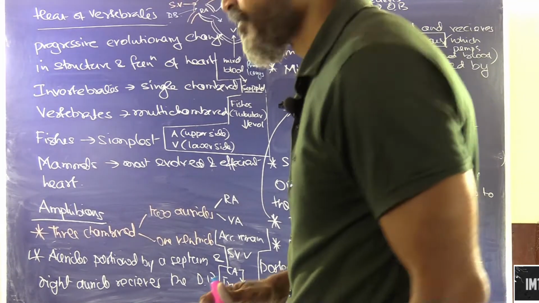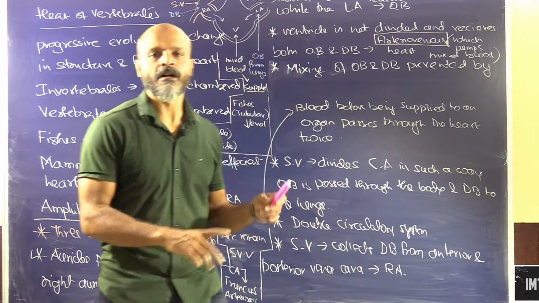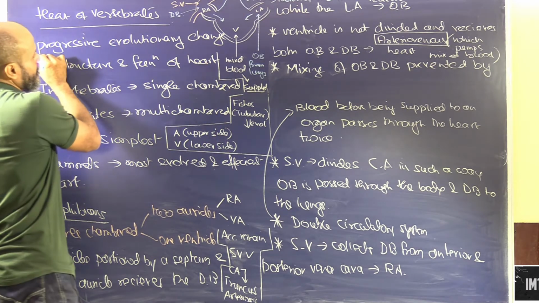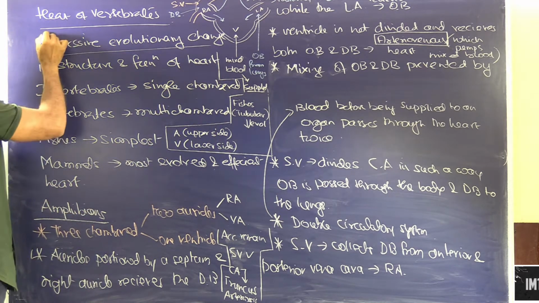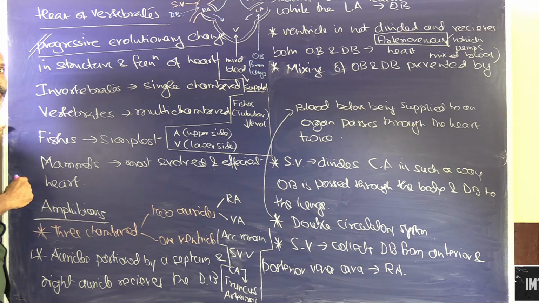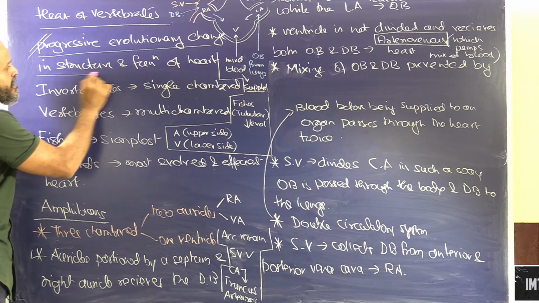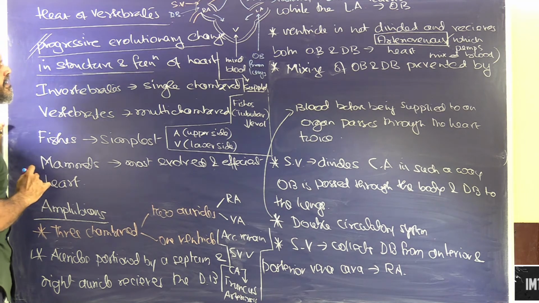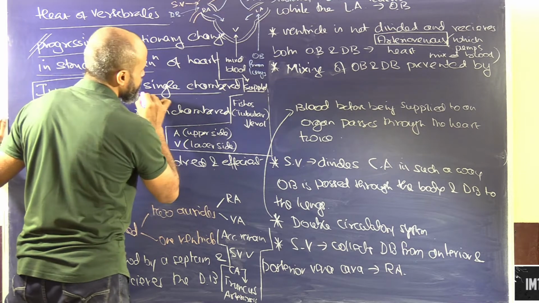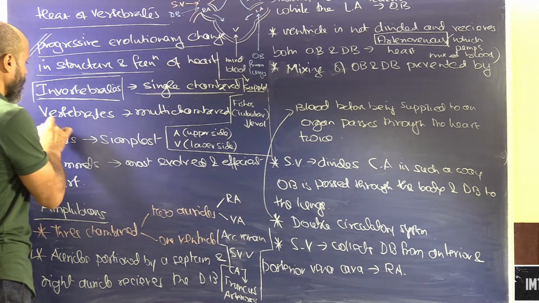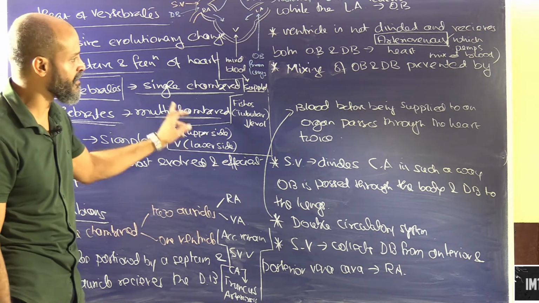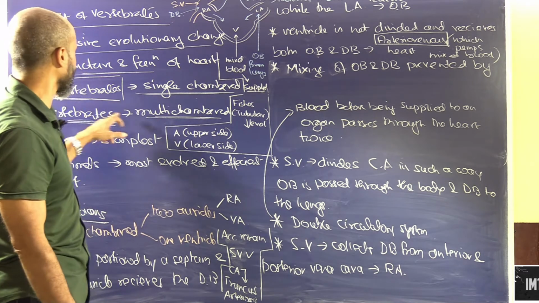Okay, so we are now talking about the heart of vertebrates. When we talk about the heart of vertebrates, we have to recognize the progressive evolutionary changes that have happened in the heart. In structure and function of the heart, what has actually happened? In invertebrates we have a single chambered heart, whereas in vertebrates we have a multi-chambered heart.